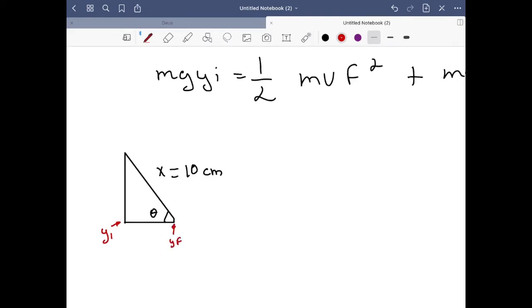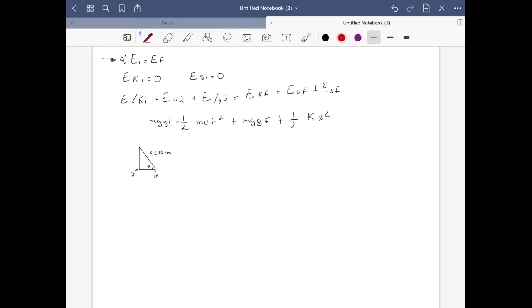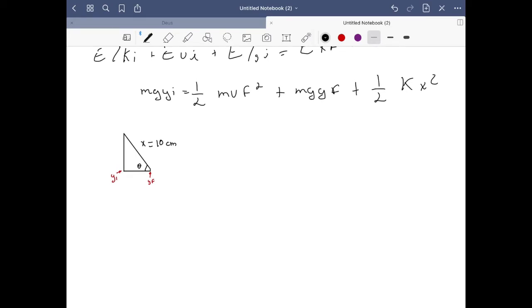And after that we can find an expression for the initial height: sine of theta is equal to the height divided by the hypotenuse. But if we multiply both sides by d, we have the height is equal to d sine of theta. And to know the final height, we can simply subtract d sine of theta from the initial height.